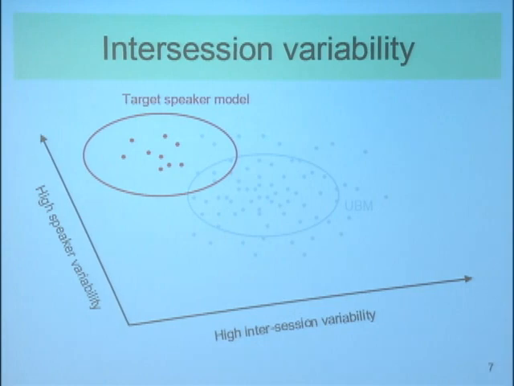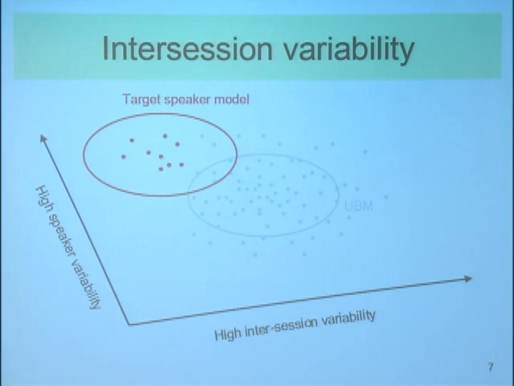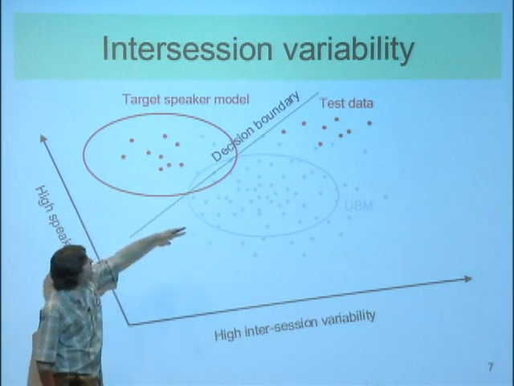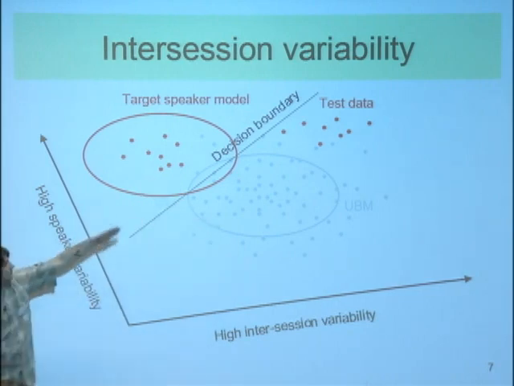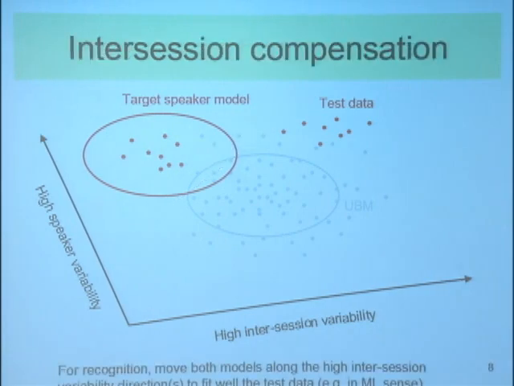Now we have the target speaker model, we have the UBM, we get some test data to recognize, and if we try to recognize the test data using the target speaker model, we would fail. I mean, the decision boundary that says whether it's closer to the UBM or closer to the target model would be here. We would recognize that it's probably the UBM, not the target model. So we would fail in this case. And how do we solve the problem?